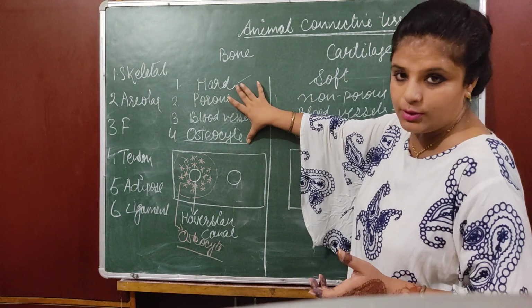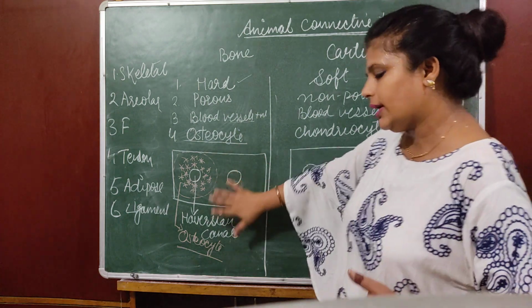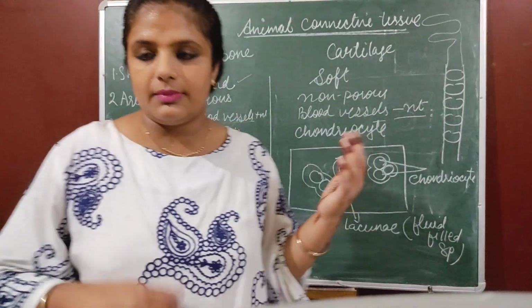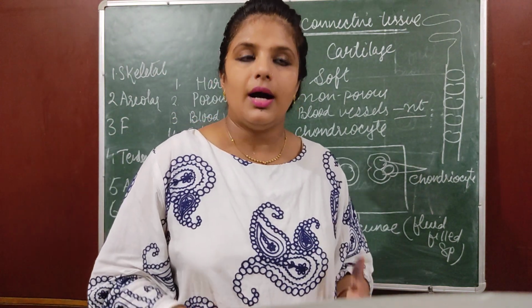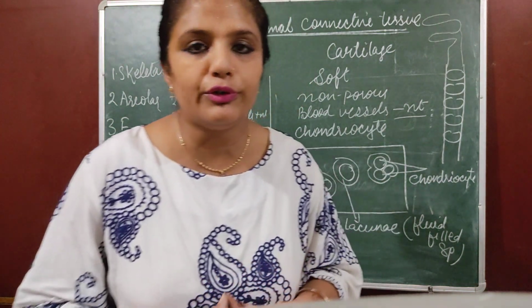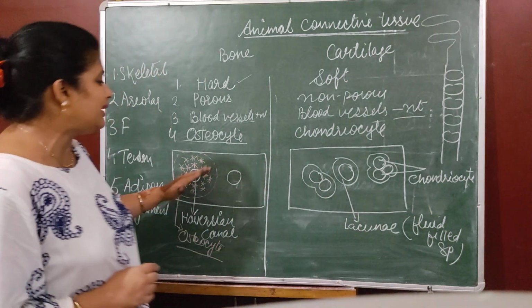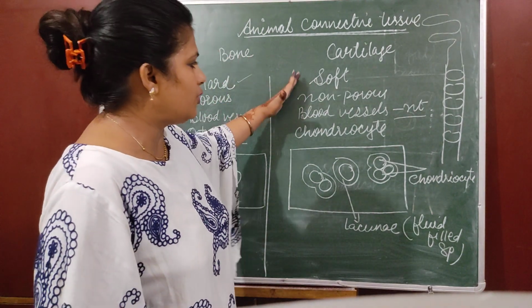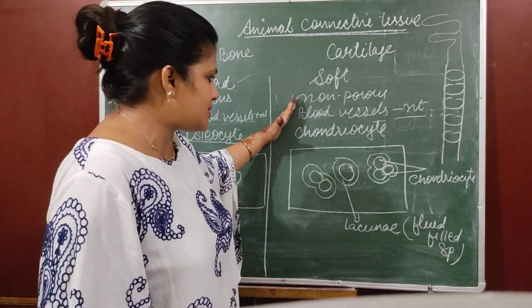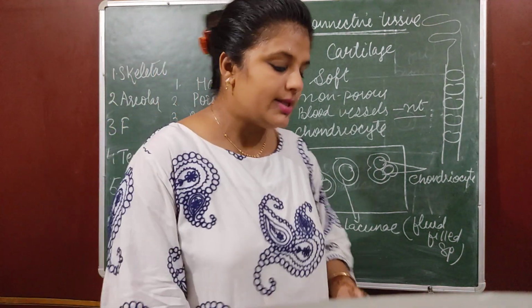If you remember even this much, it is fine. Generally, we don't have questions on the basis of drawing of the diagram. Sometimes we can give you a diagram and we may ask for the labeling. Similarly, cartilage is soft, non-porous, blood vessels absent, and made up of chondrocyte cell.